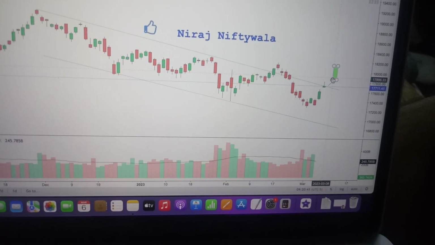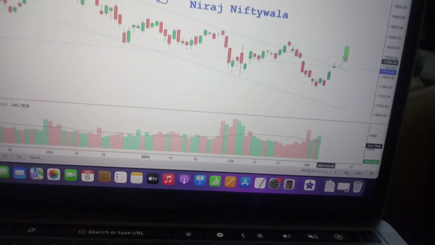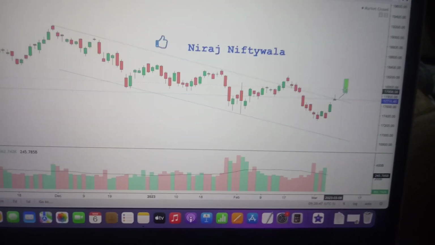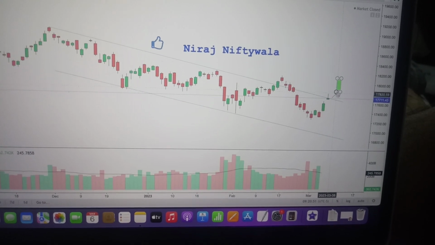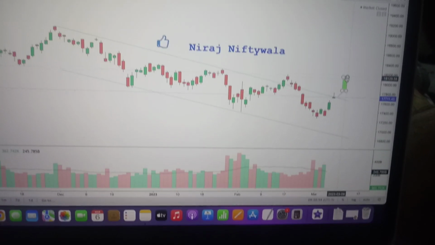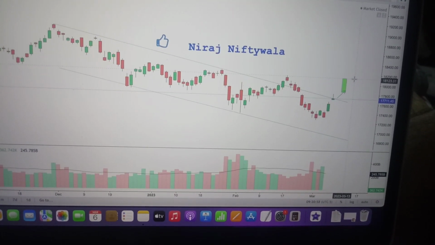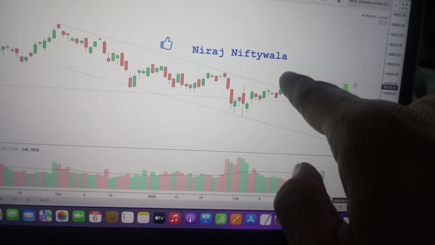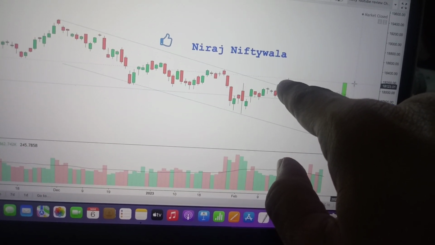Let's just say on the 8th of March when the market opens, 7th of March the market is closed. So on the 8th of March, if the market opens and makes a green color candle like this, it will become bullish. The market will become bullish. Now how can I say that the market will become bullish? I need to look at this particular candle.